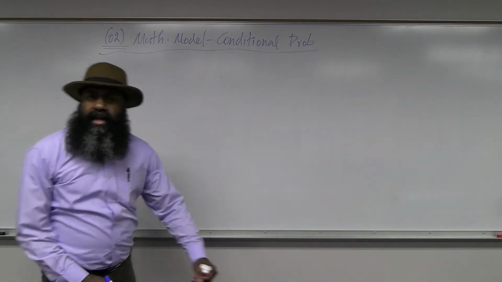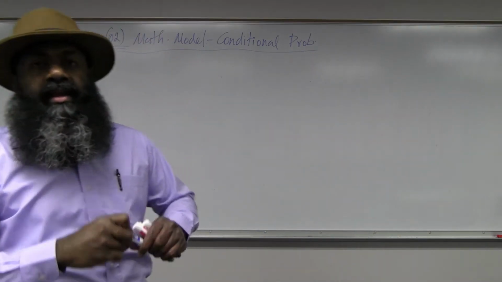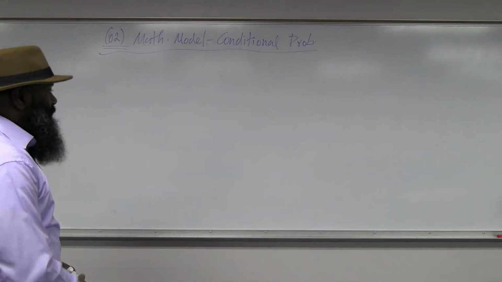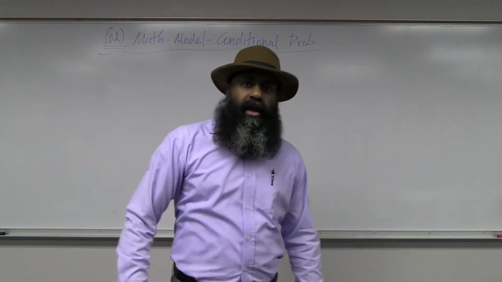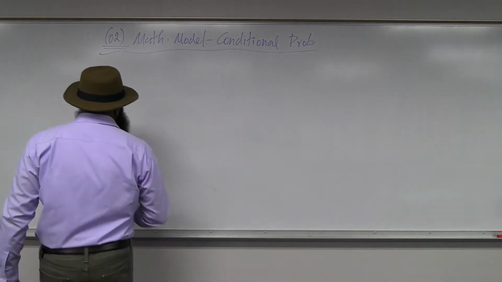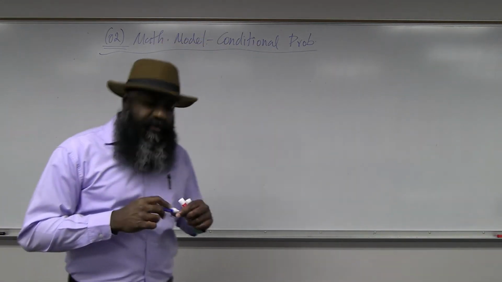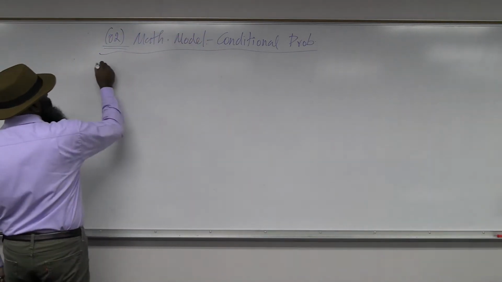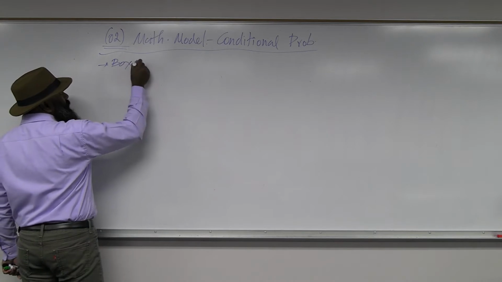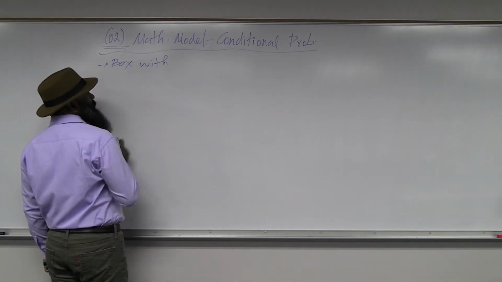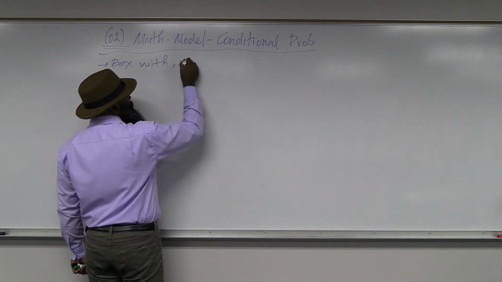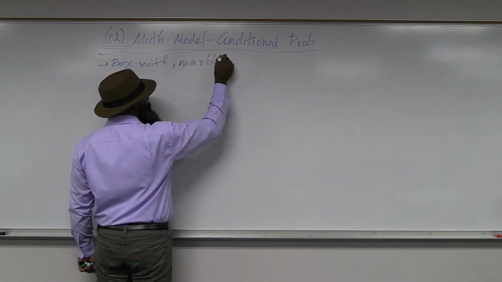This is a very simple example, and you're going to understand conditional probability completely with this example. Think about a box. I'm going to have a box with marbles, marbles of two different colors.